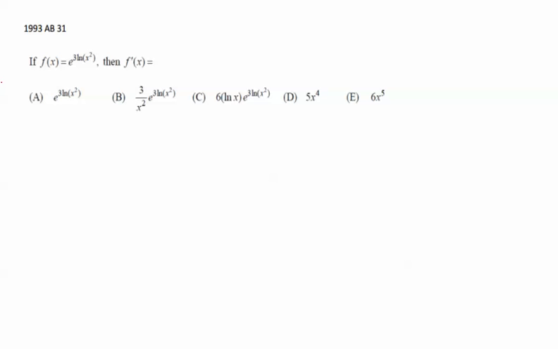If f of x is equal to e to the 3 natural log of x squared, then what is the derivative of f? And we can look at this a couple of ways. There's probably a simpler way and then a more traditional way of looking at it. So when I have natural logs, I always want to see if there is some way to use the properties of logarithms to simplify the expression before I get started on it.